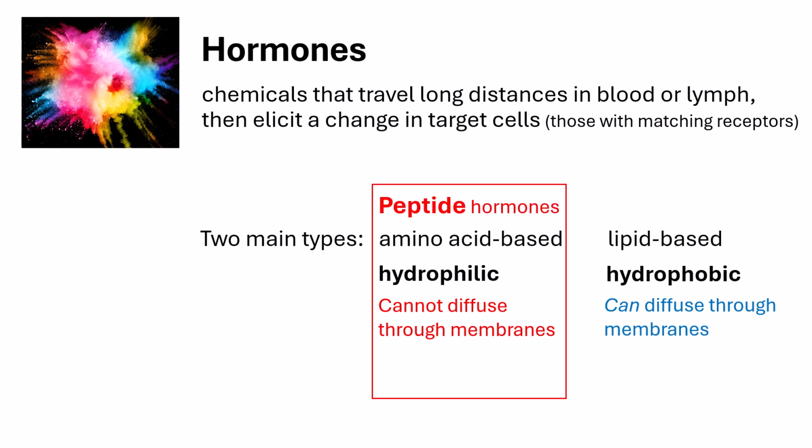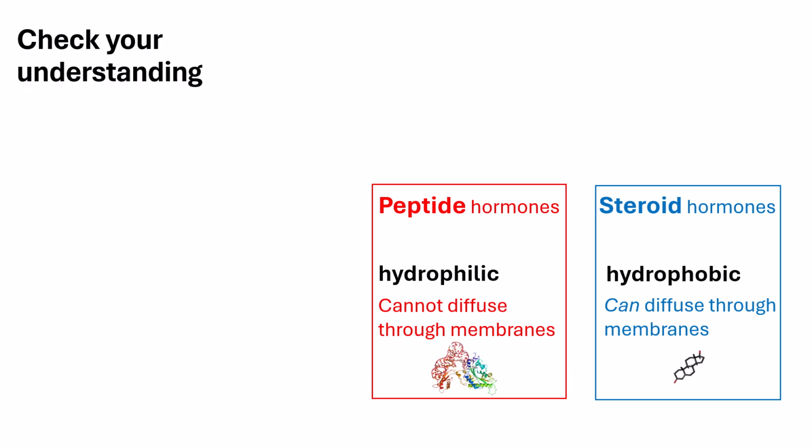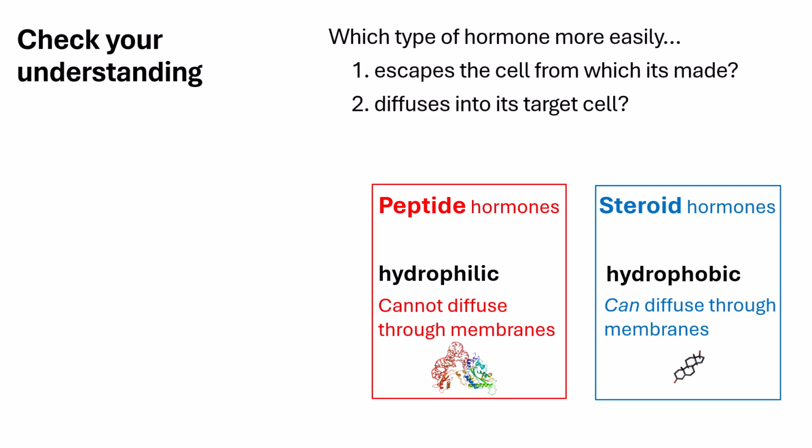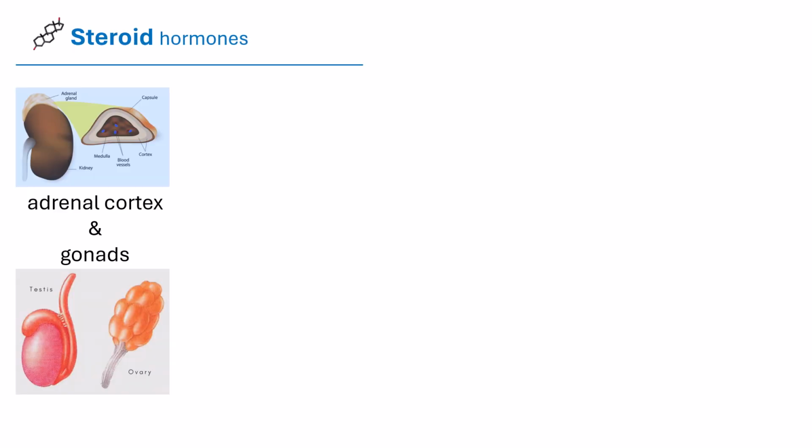The amino acid-based group are called peptide hormones, while the lipid-based group are called steroid hormones. You may have heard of some of them. For example, insulin is a peptide hormone, and the sex hormones, like testosterone, are steroid hormones. Let's check in. Based on their contrasting capacity to move through membranes, which type do you predict more easily escapes the cell from which it's made and diffuses into its target cell? The answer is steroid hormones.